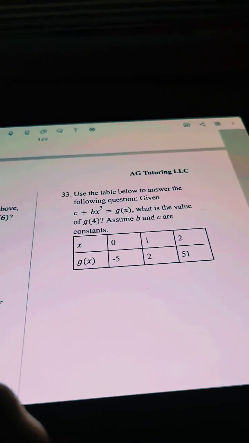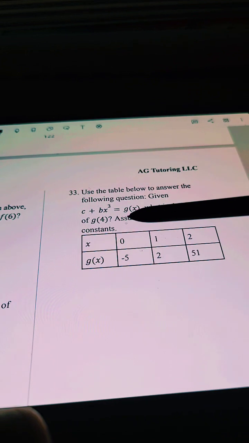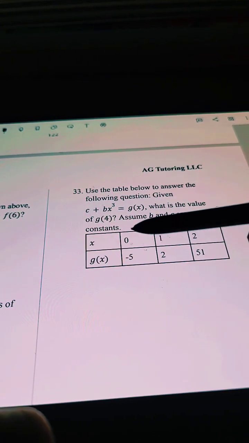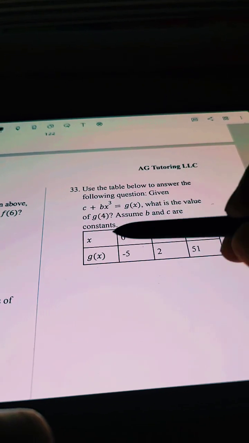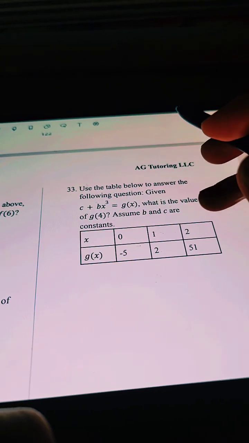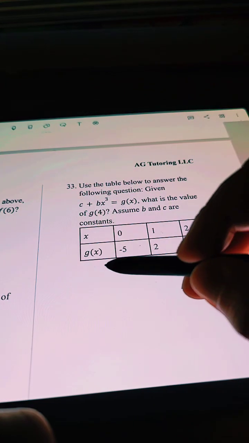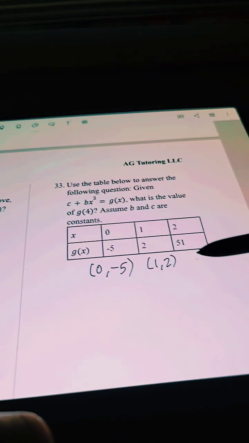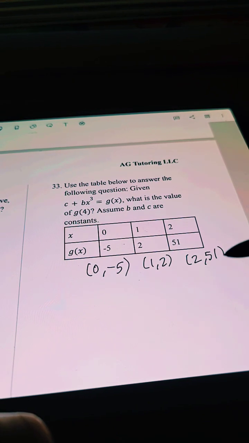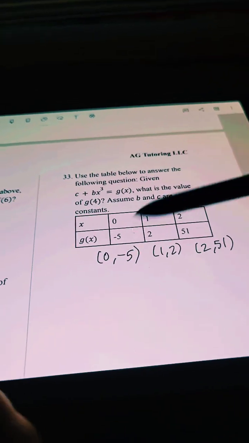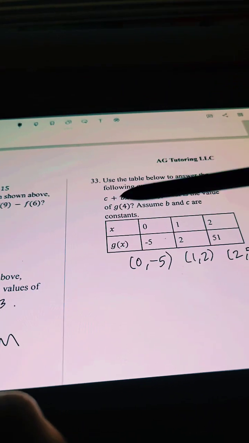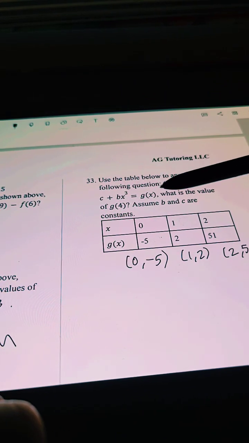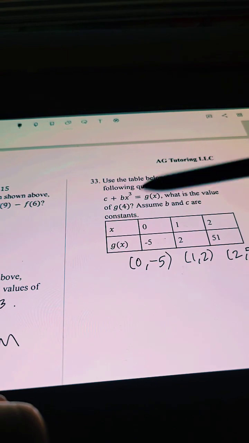So g of 4 is what we need to find, and this is supposed to match the table. So we've been given a bunch of points in the table. For instance, 0, -5, for one of our points, 1, 2, and 2, 51. So we can use this information to help us figure out what b and c are, and then we can have a full equation that we can plug in for x to find g of 4.